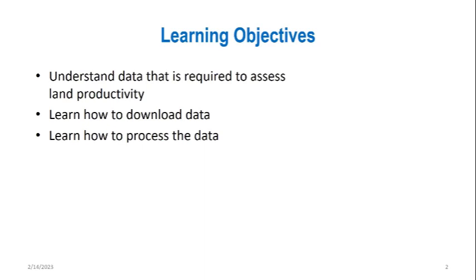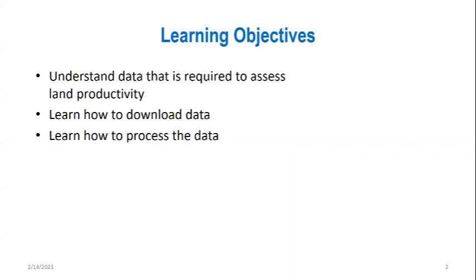For us to assess the net primary productivity, which is now the land productivity, from the model that was presented today and yesterday, we need data. There are several parameters that are required to come up with the final output. So you need to sit and think about what data is required, and then find out where to obtain this data.